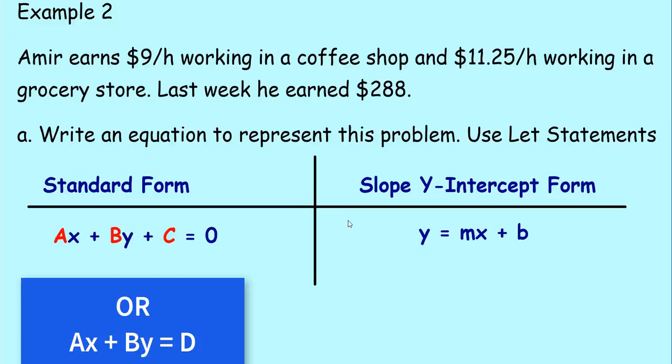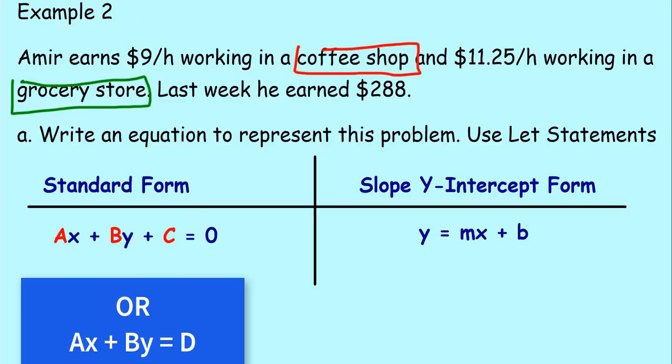So which form is easier in this case to use? Is the $9 per hour working in a coffee shop dependent on him working at a grocery store? No, it's not. These two terms, the coffee shop time and the grocery store time, they're not related to each other except for the fact that it helps you with his total earnings. So slope y-intercept form is much harder to conceive in this case. Standard form is much easier.